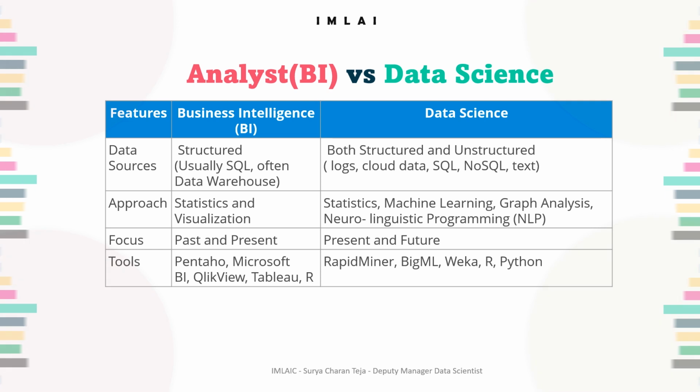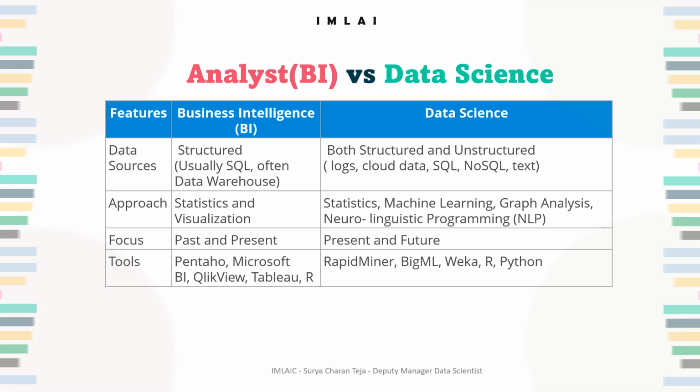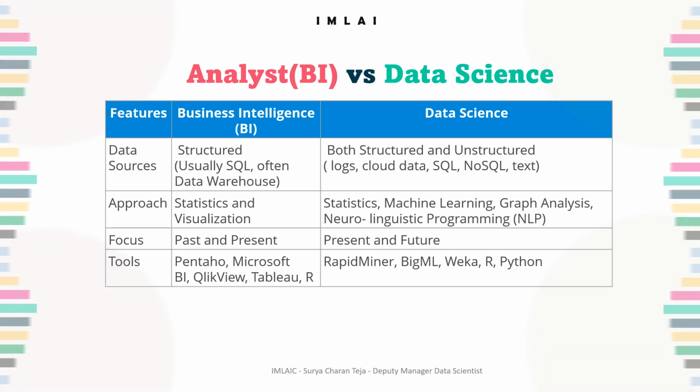First, if you take the data sources, the business intelligence guy, the analyst, will be working on structured data, rectangular or tabular data, always and all the time, usually SQL queries from the data warehouse. On the other side, a data scientist has to work on both structured and unstructured data, so logs, cloud data, SQL, NoSQL, text. And I have told you there are different types of data other than rectangular data.